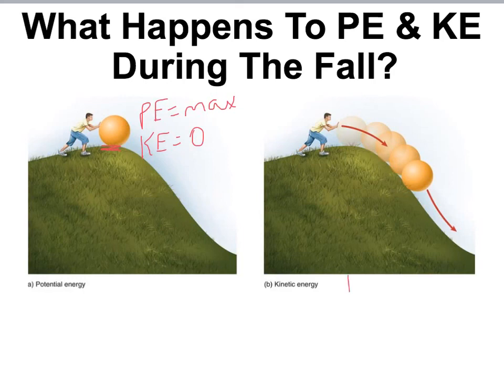And at the very bottom of the hill, when the height is 0, potential energy is going to be 0, and the ball is going to be moving at its fastest, so the kinetic energy is going to be maximum.